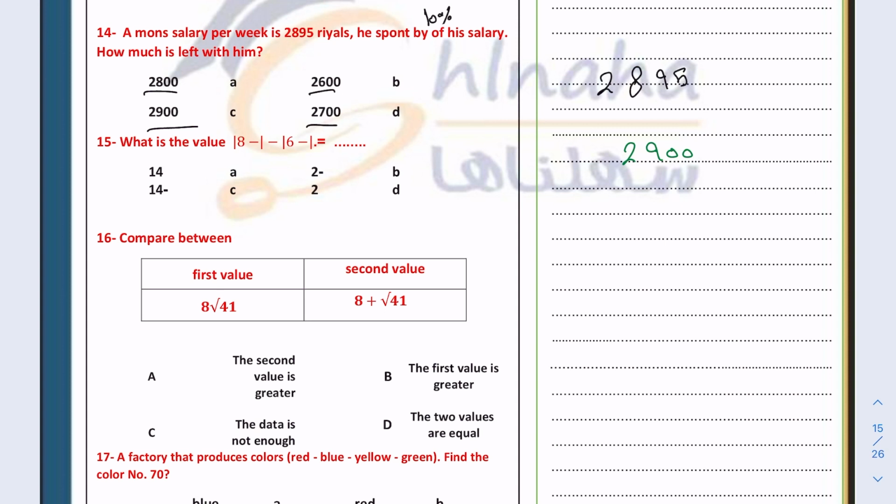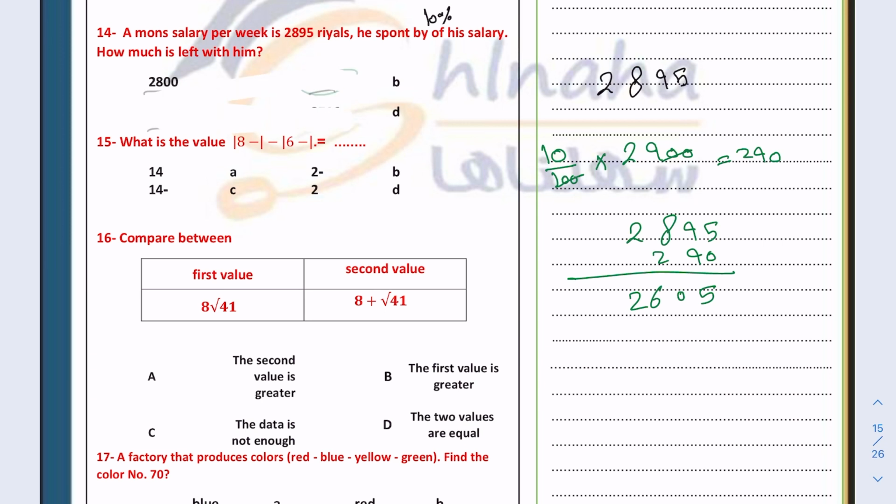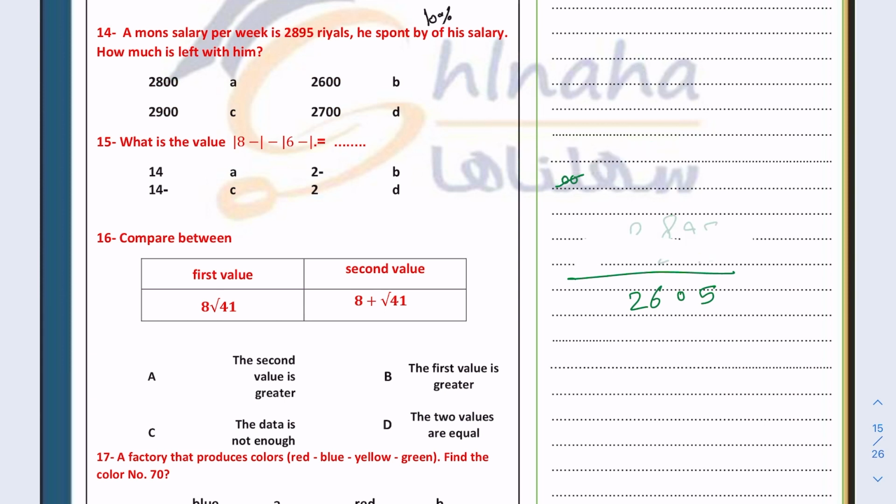What is 10% of this amount? I can multiply 10 over 100, multiply the amount here. I can cancel 2 zeros with 2 zeros, so it will be 290. I will subtract the amount, 2,895 minus 290. It will be approximately 2,600, approximately. Okay? Let's take the next question and see how we can solve it.